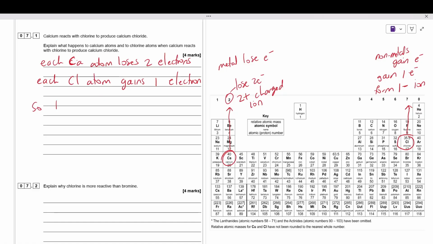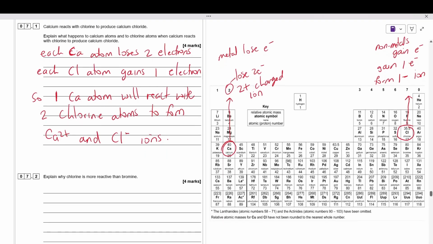Okay, so 1 calcium atom will react with 2 chlorine atoms to form Ca2+ and Cl- ions. Okay, and that's the full picture. So once you're looking at a question like this, formation of ions in order for compounds to be produced, right, you can use your periodic table to help you. It is there for that purpose. So use it wisely so that you can maximize your marks for these.